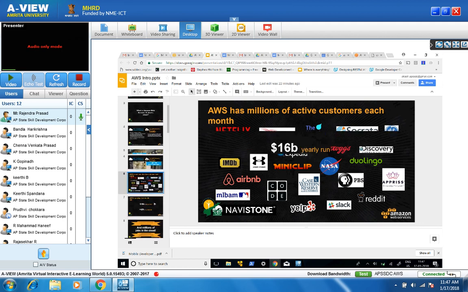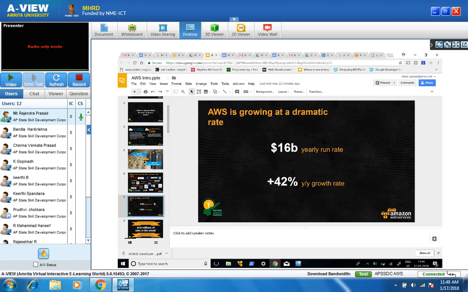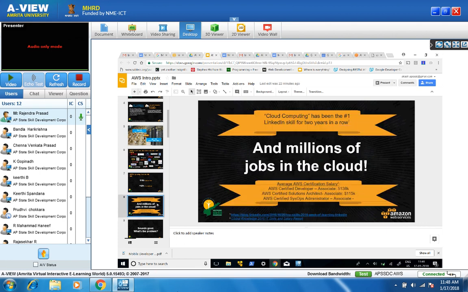So AWS is growing at a dramatic rate. As you can see, its turnover is something around $16 billion. That's like one of the highest in the world. And what is in it for developers, engineers, and technical people? What is in it for people who already are graduates? How can they use this platform to get certified, basically?